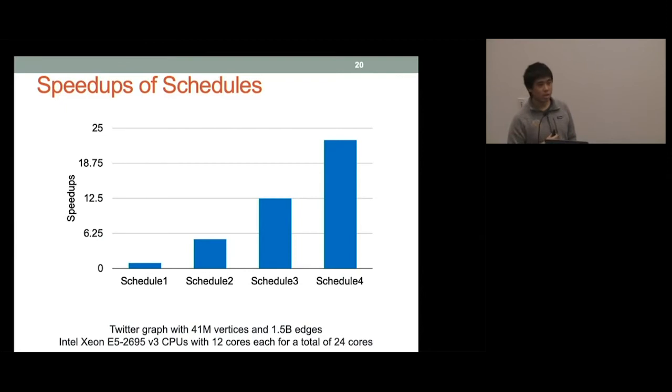Yes? How big is the memory of this machine? I think it's about 256 gigabytes. Oh, you mean the DRAM size or the cache size? The DRAM, so this graph fits inside the DRAM, and in the fourth schedule here, we're trying to optimize it so that the random accesses fit in L3 cache. So this graph doesn't fit in cache, but it does fit in DRAM.